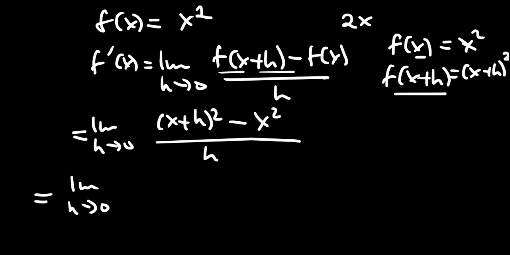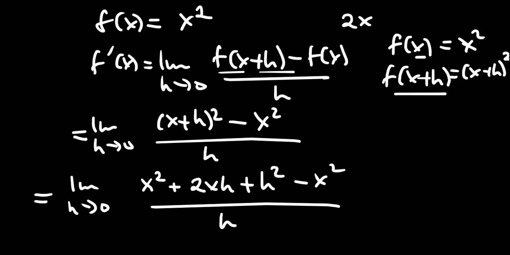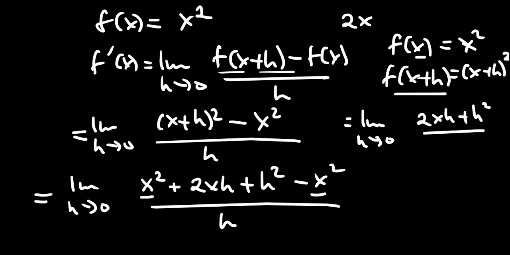So when I expand, I get x squared plus 2xh plus h squared minus x squared over h. Then from here, I'll say the limit as h approaches 0 is going to be, so this x squared and the negative x squared will cancel out, and I'll just remain with 2xh plus h squared divided by h.